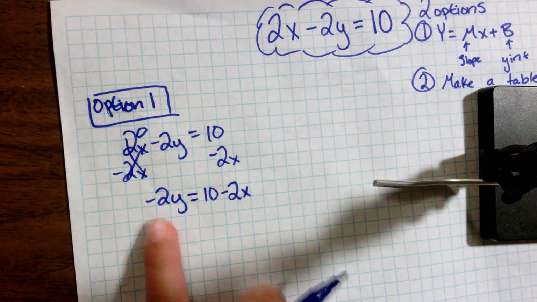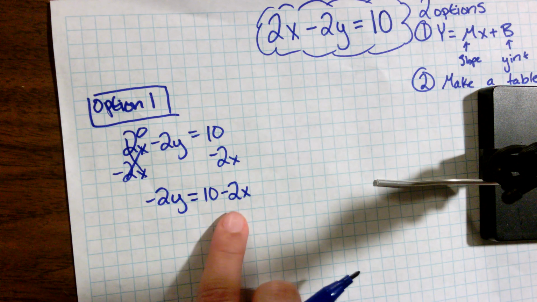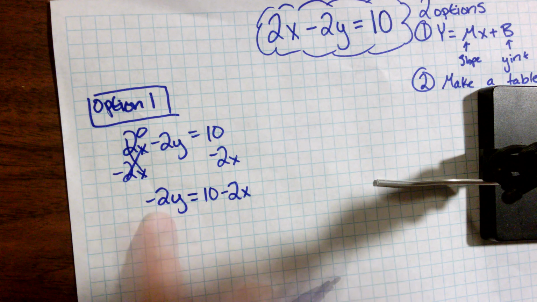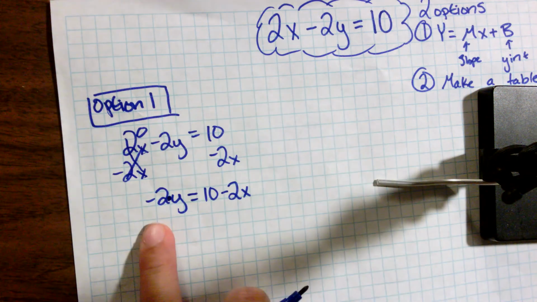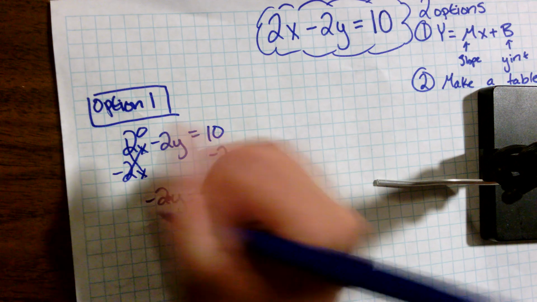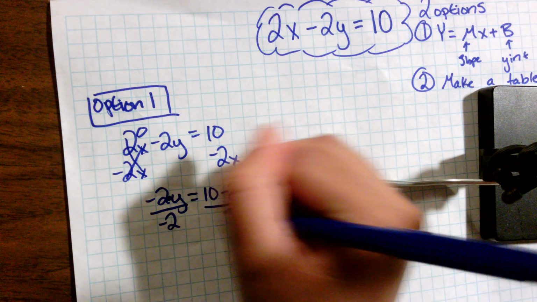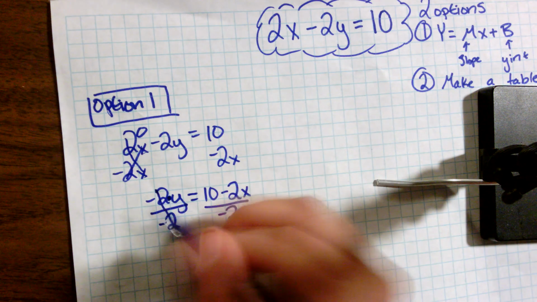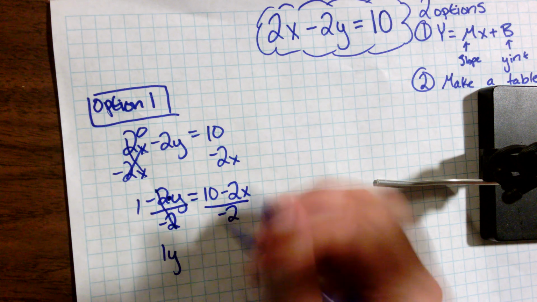Then I need to get y by itself. So I have negative 2 times y here equals 10 minus 2x. Well, again, don't let that negative sign fool you. This says negative 2 times y. So if I want to get rid of multiplying by negative 2, all I have to do is divide by negative 2 on both sides. I double check if that works. Negative 2 divided by negative 2 makes 1. 1 times y is just 1y.